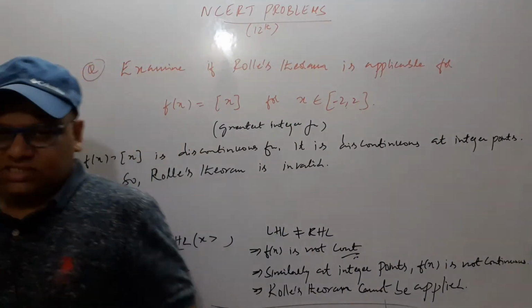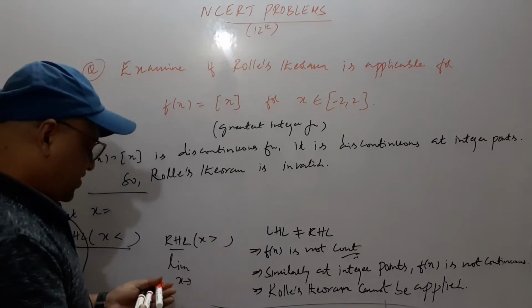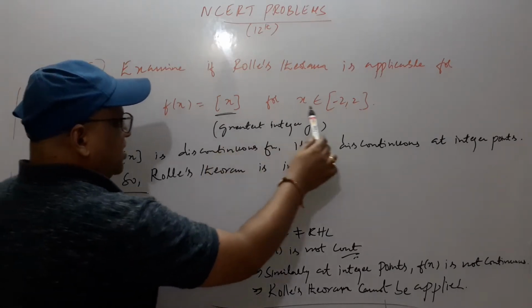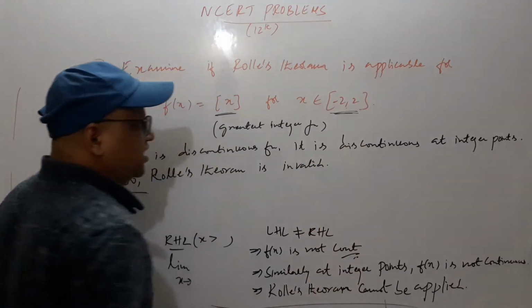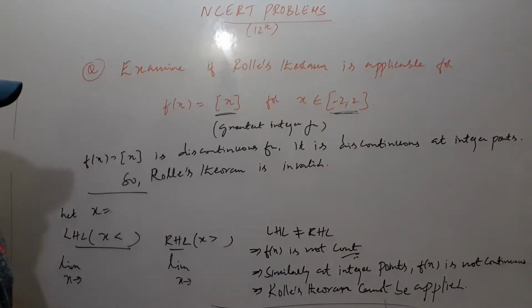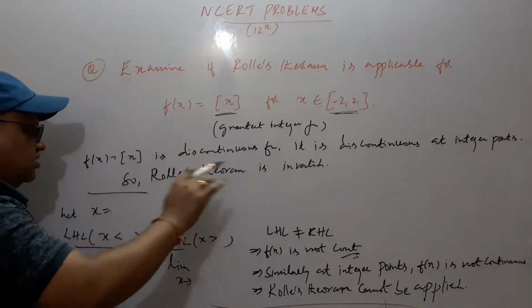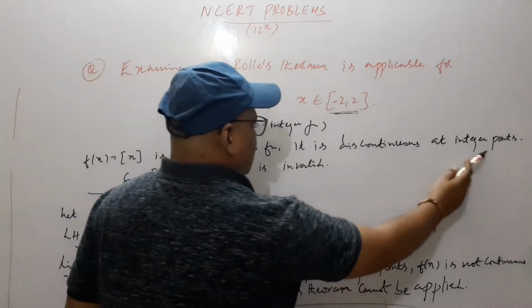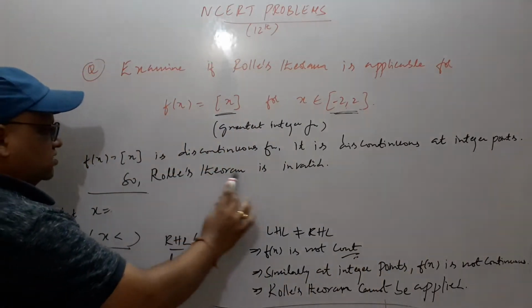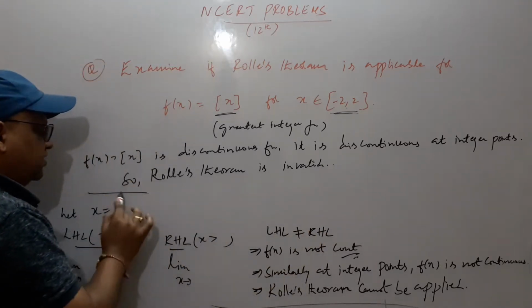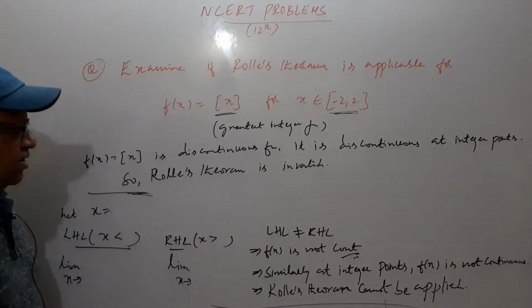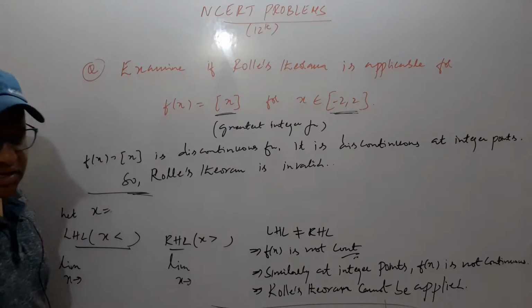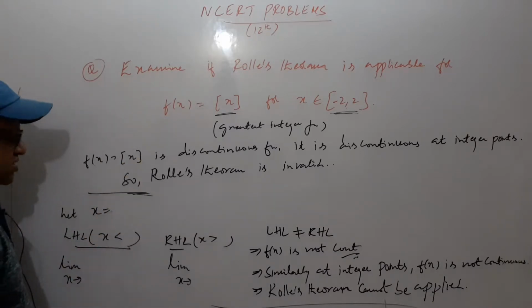Now it is a similar problem. The function is the same, but the interval they have changed. In the NCERT, they have just changed the interval. Same logic: f(x) = [x] is a discontinuous function. It is discontinuous at integer points, so Rolle's theorem is invalid. If it is 1 mark, stop here. For 3 mark or 4 mark or 5 mark, we have to do certain steps.